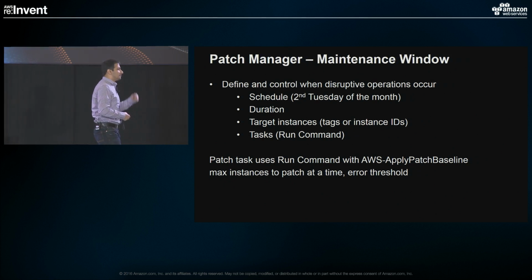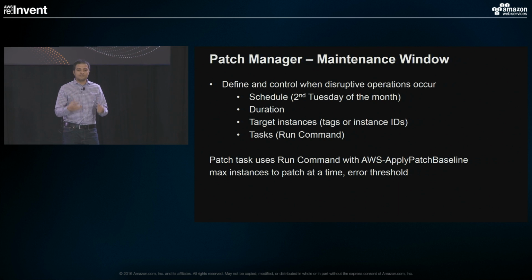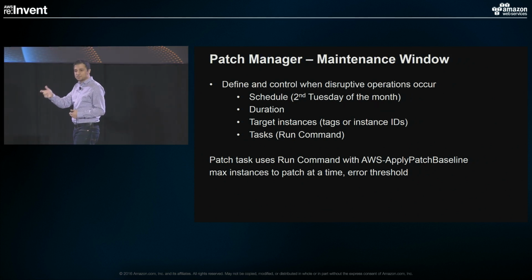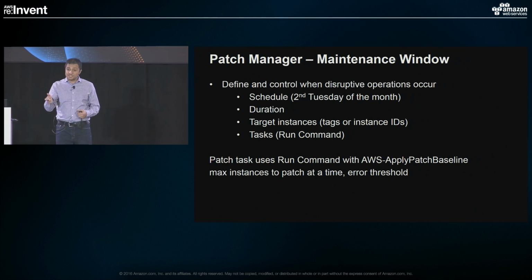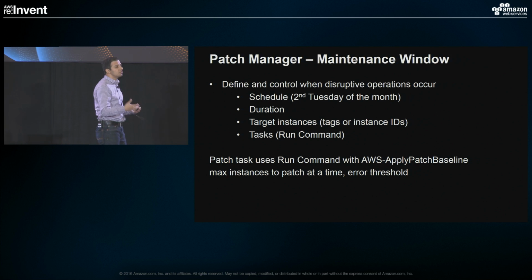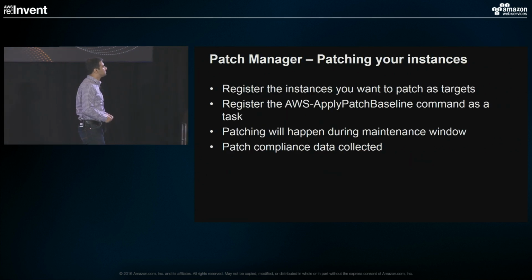And the way patching uses it is there is a predefined Run Command document called AWS-ApplyPatchBaseline. Using this document, we signal the fleet to say, okay, please go ahead and update yourself. And here is the baseline, or here are the rules that you're going to follow to update yourself. So that's a maintenance window.